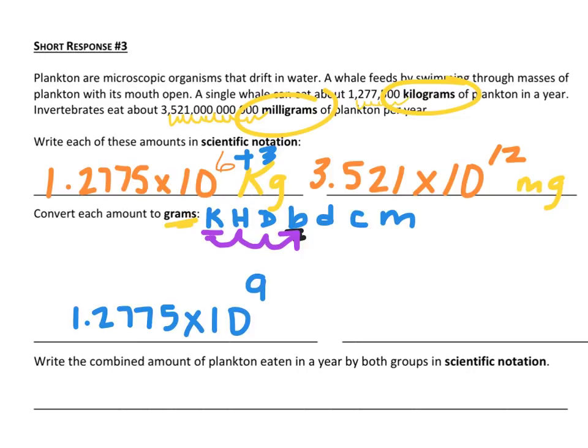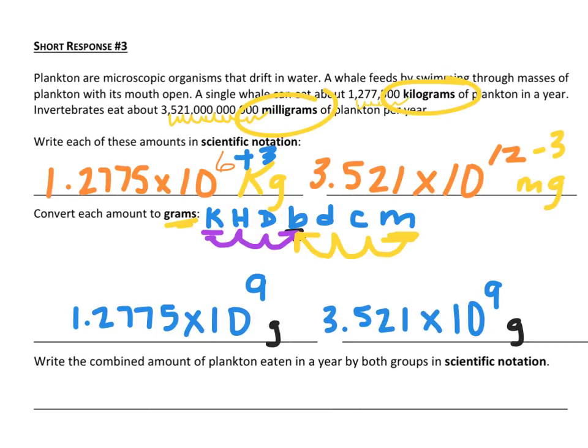Now let's look at the other one. We're going from milligrams to grams. So now we're going from milligrams back here, and we're going to go back to grams. So we're going to divide by 1,000, or 3 places back, so we're going to take 3 away from this amount. Now both of those amounts are in grams.